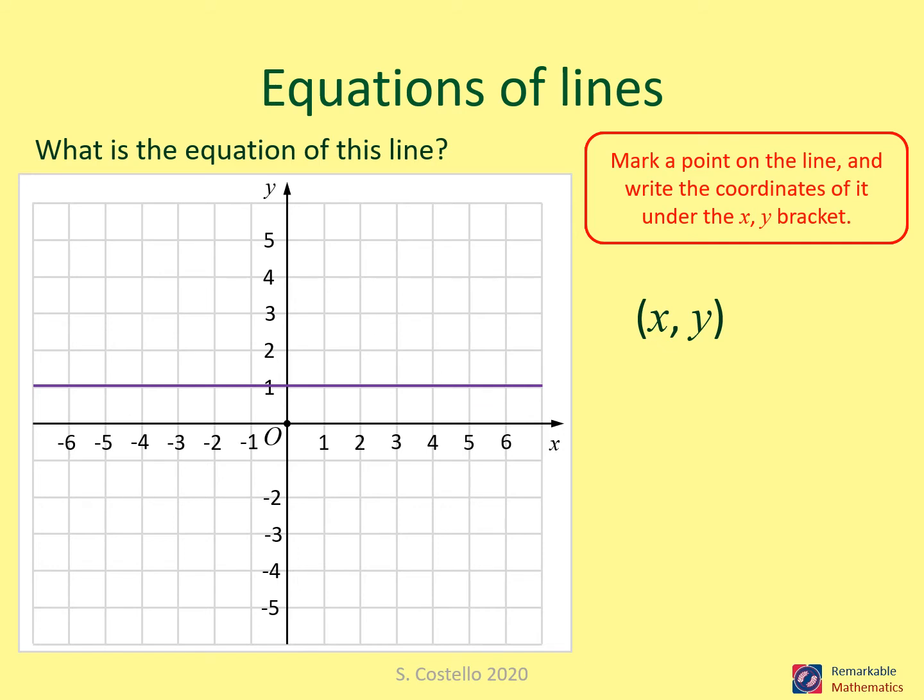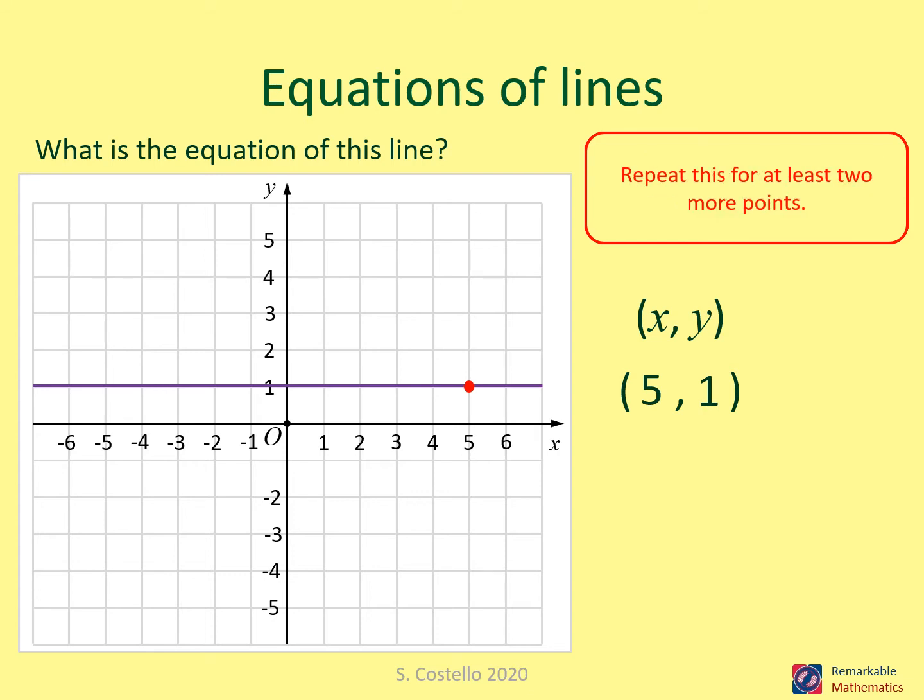Mark a point on the line and write the coordinates of it under the x and y bracket. So, what's the x coordinate of this point? It's 5. And the y coordinate, 1. Repeat this for at least 2 more points. The reason we use 2 more points is if we do 3 of them and we've made a mistake, the chances are we'll make a mistake in one of them and it will highlight it and we'll see where we've gone wrong.